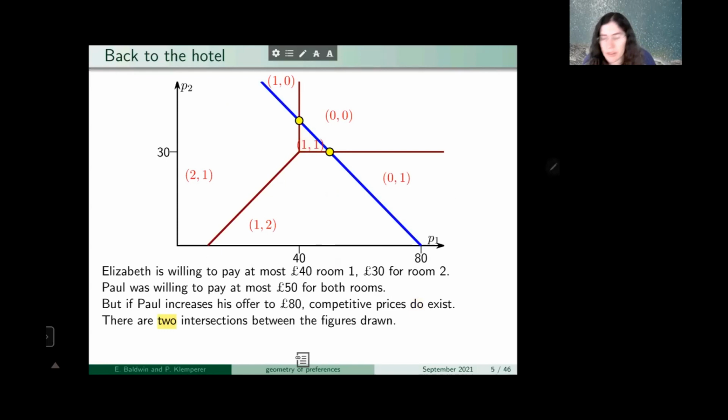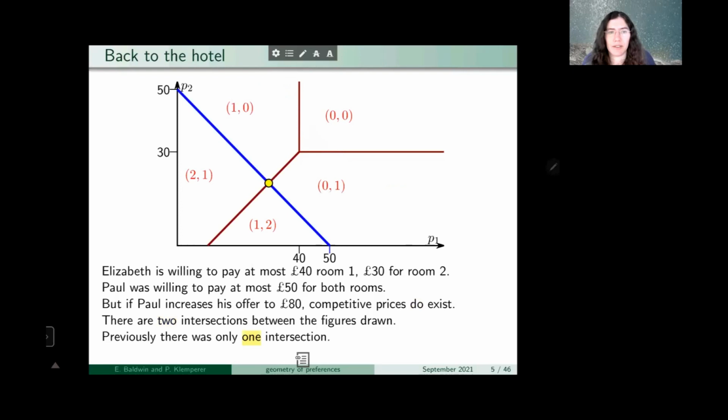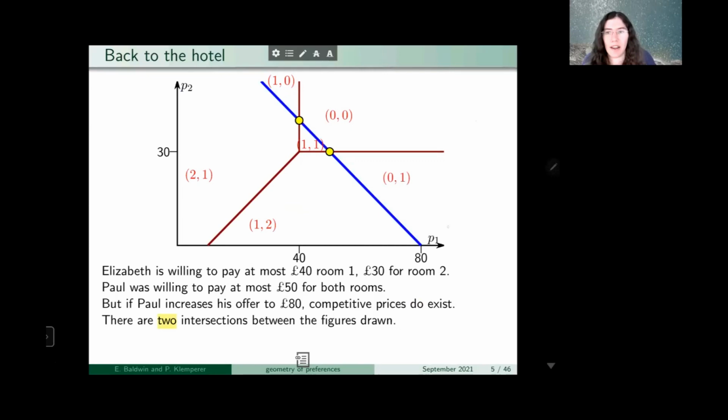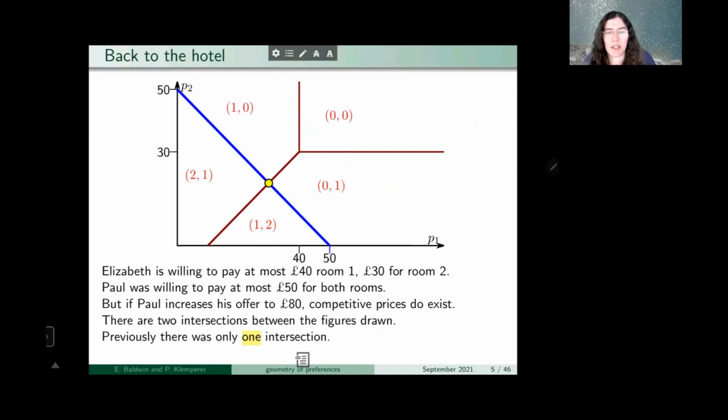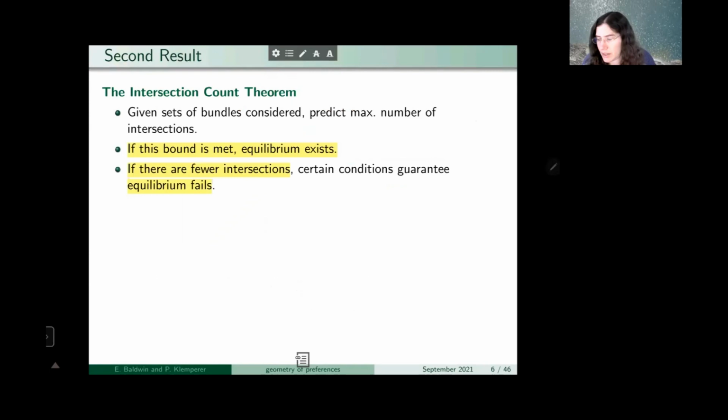If we compare this situation to the previous one, we notice that there are two intersections between the figures drawn here. And here there's only one intersection. Now, this geometric fact actually corresponds to the existence of equilibrium in this case and the failure in this case. This may seem nothing to do with economics, but these intersections are in fact important for the existence of this equilibrium. So this takes us to our second result in this paper, the intersection count theorem.